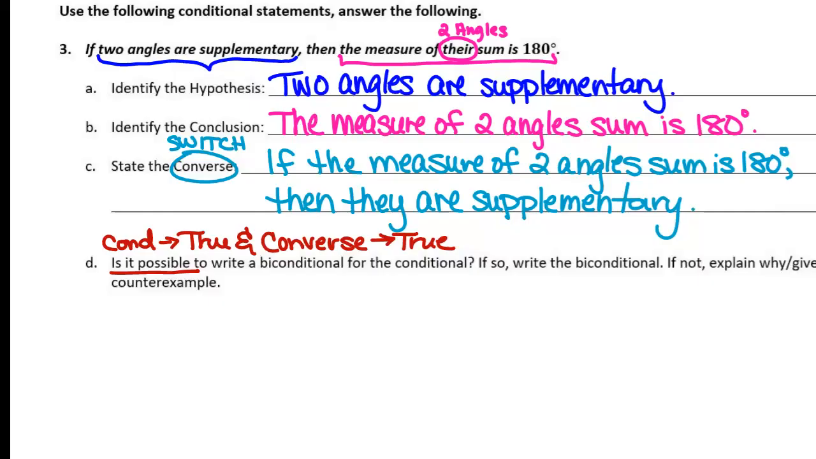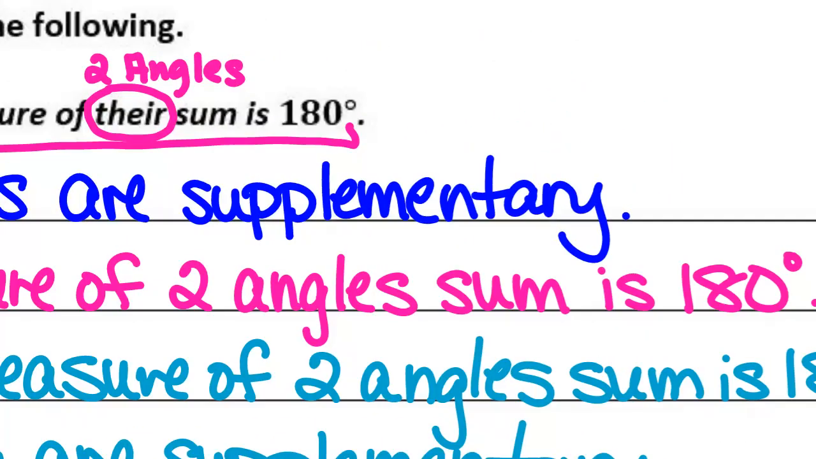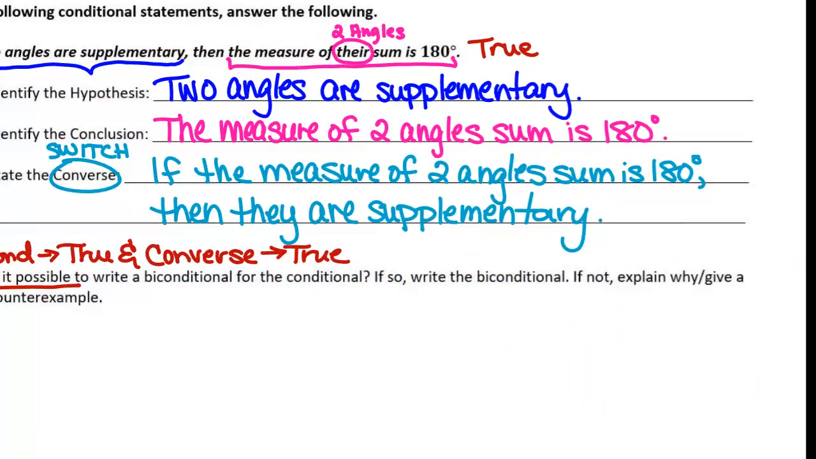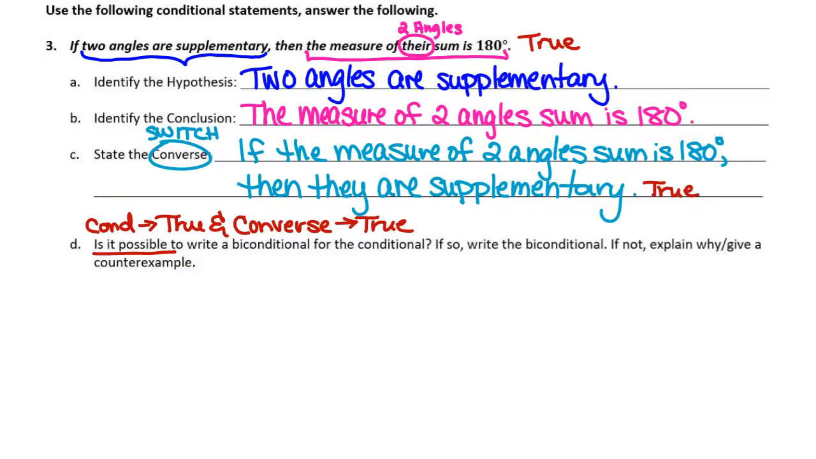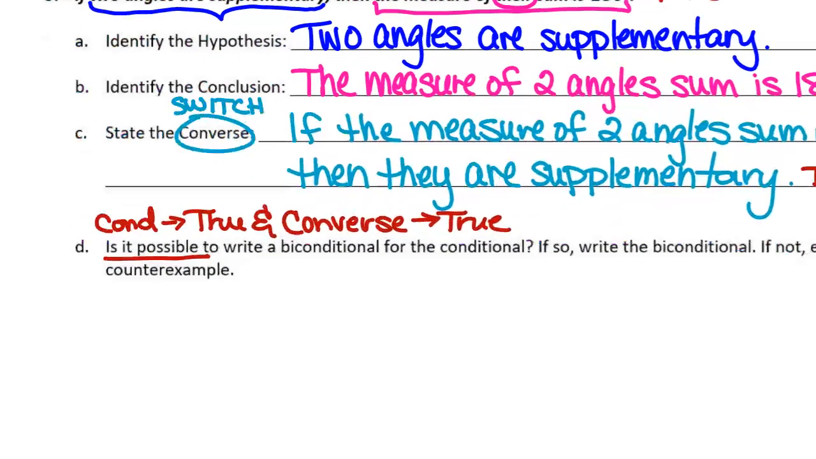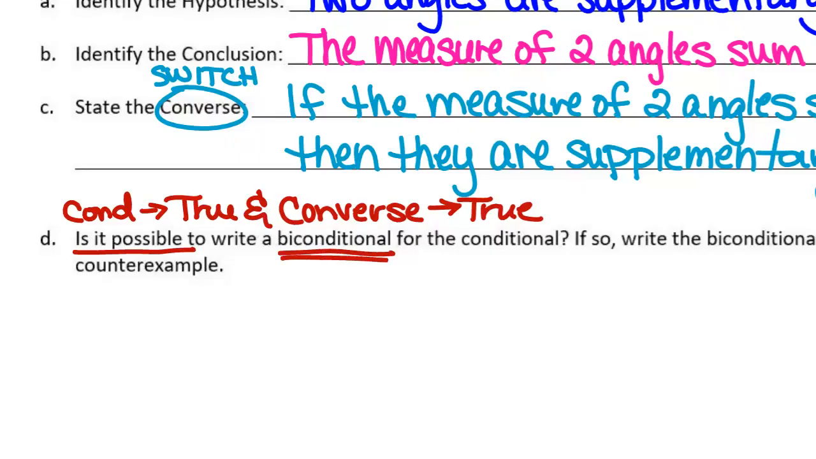Is the original conditional true? If 2 angles are supplementary, then the measure of their sum is 180. Yes, that is a true statement. Is the converse true? If the measure of 2 angles sum is 180, then they are supplementary. Yes, that is also true. So can I write a biconditional? Yes. What are the special biconditional words? If and only if.